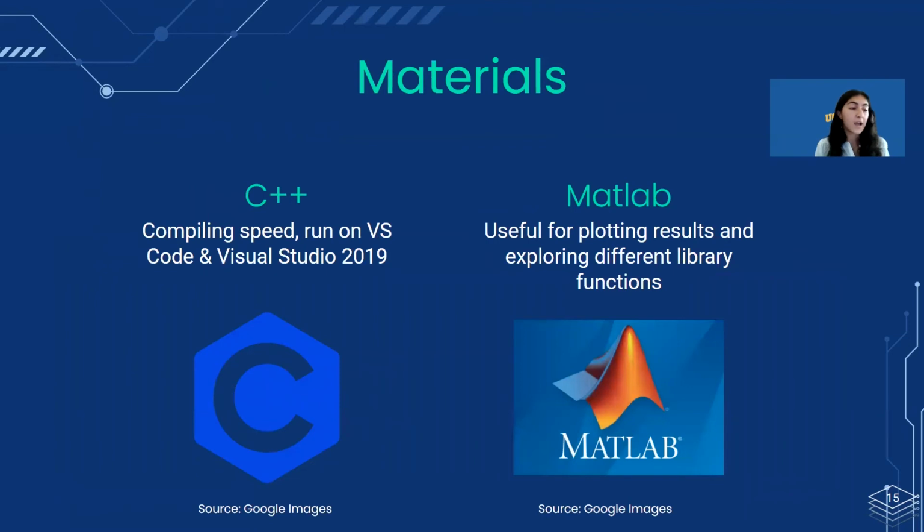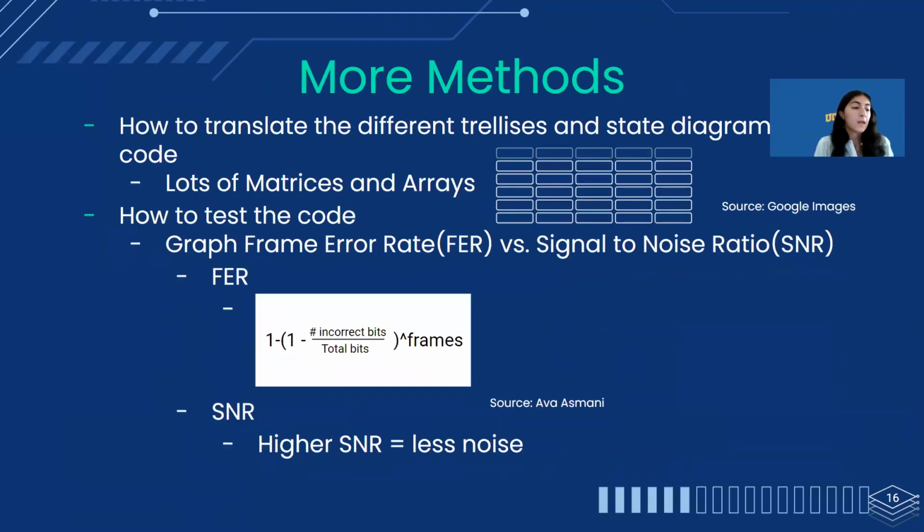As for the materials, I used C++ because of its advantageous compilation speed, and graphed my results in MATLAB. For the duration of this project, matrices and arrays were utilized to store different states in the state diagram. Code was tested by graphing frame error rate versus signal-to-noise ratio.